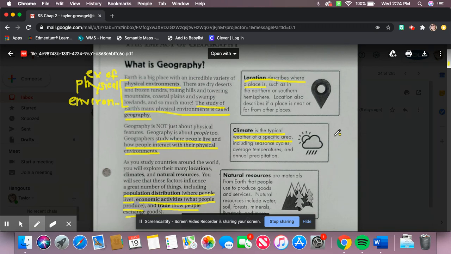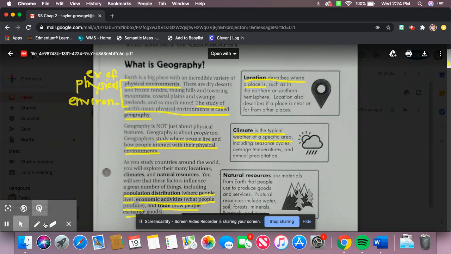And then the spring, we have a really nice warm spring and we get a lot of rain. So that's the climate for our specific area. If you look at the climate of Alaska, where Miss Shepherd is from, that climate is a lot different than Barrow County climate. Okay, so they're going to have a lot more snow. They're not going to have the hot summers that we have. So that's what it means by the climate is a typical weather of a specific area.